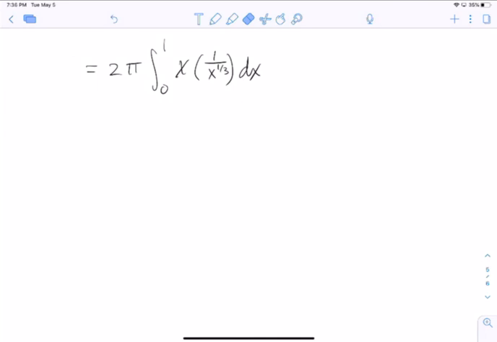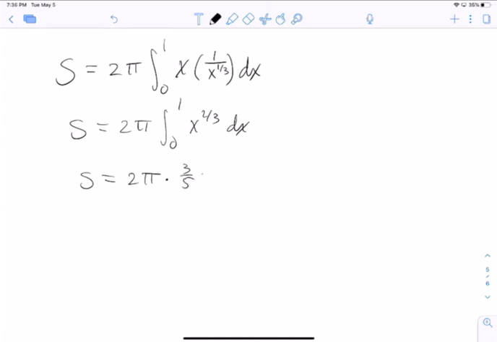Except I need to make one change. I realize I wrote down A equals and it should be S equals. So we need to simplify the integrand. S is equal to 2 pi times the integral from 0 to 1 of x to the 2/3 dx. Using the power rule, we have that S is equal to 2 pi times 3/5 x to the 5/3 evaluated from 0 to 1. And quick arithmetic is going to give us S is equal to 6 pi over 5.